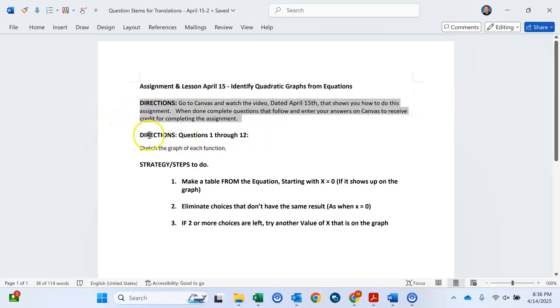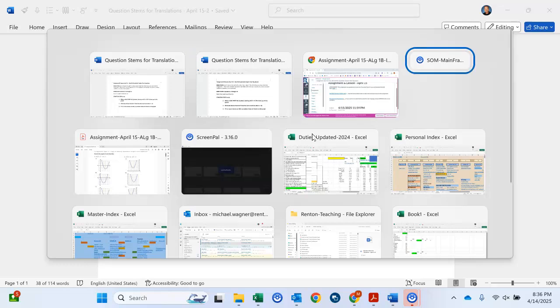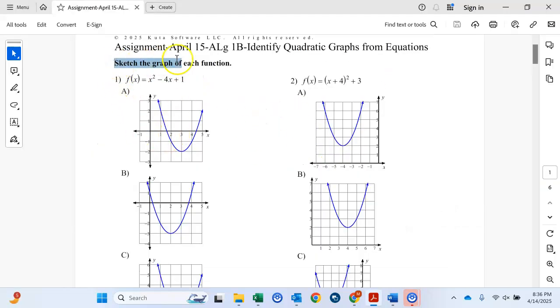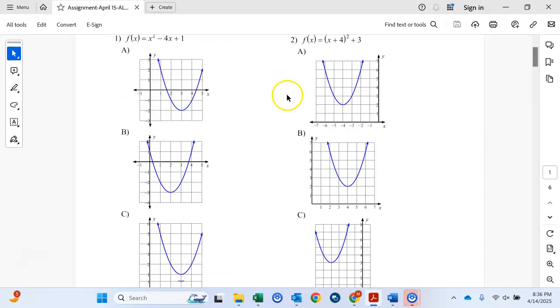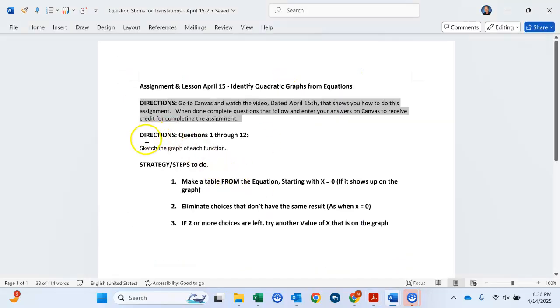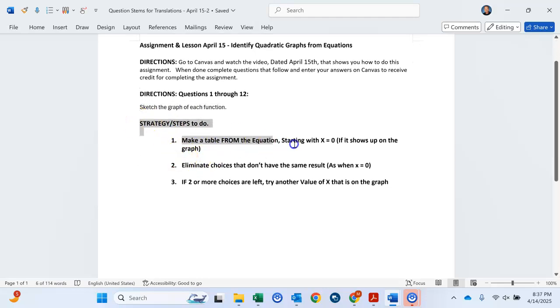Basically, here are the directions for questions 1 through 12. This is what we're going to do for all questions today, 1, 2, all the way down to 12. The directions are the same for every question, so this is the thing that you need to translate to make sure you understand. Also, make sure these are your strategies or steps. Translate these right here. The first thing we're going to do is this one. So translate that, and that's how we're going to work our way through it.